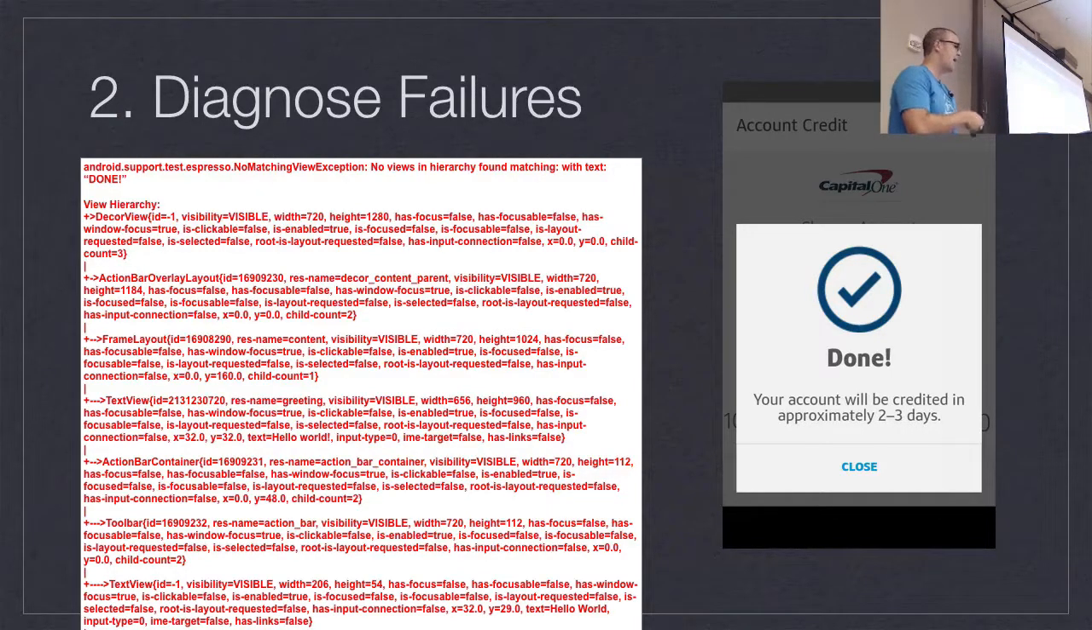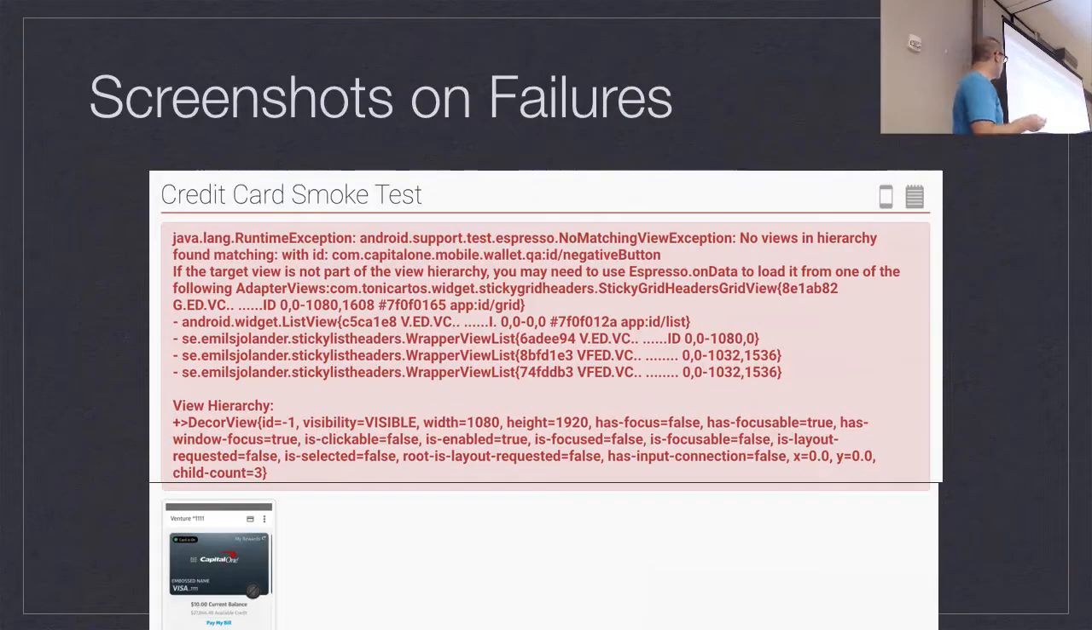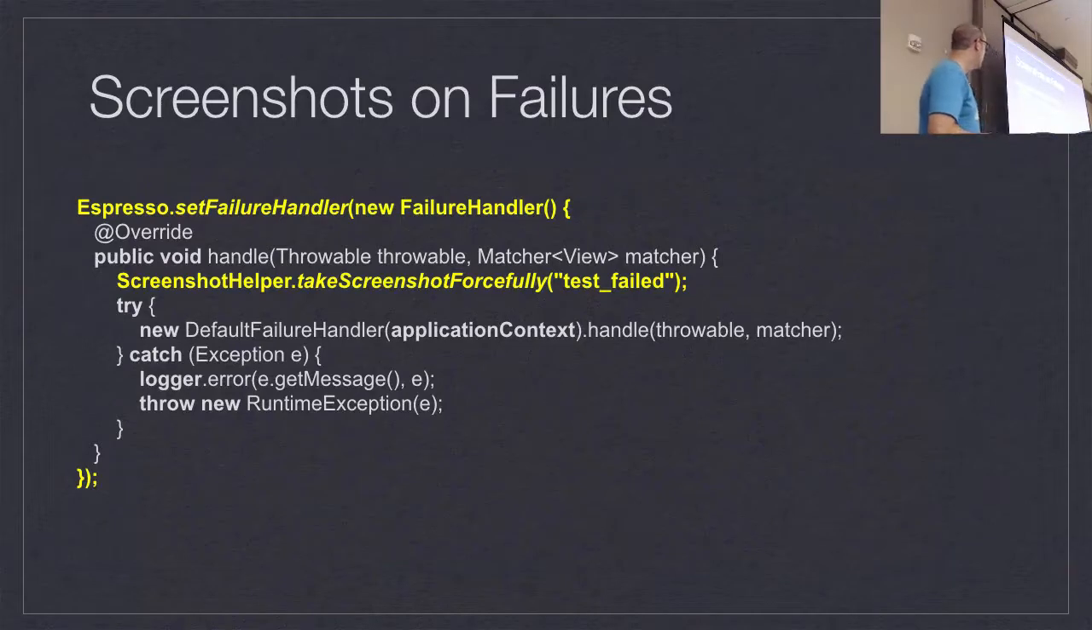So if you want this to happen anytime an Espresso assertion fails, then what you can do, so this is what it would look like in your test report, where it would say, hey, this failed, and here's your screenshot. So the way that you would do this is Espresso has a failure handler that you can set. As you can see, it's just a public static method, but you send in a failure handler and you set it for Espresso. By default, it's going to use the default failure handler, which will just kind of crash your test, and then print out that view hierarchy.